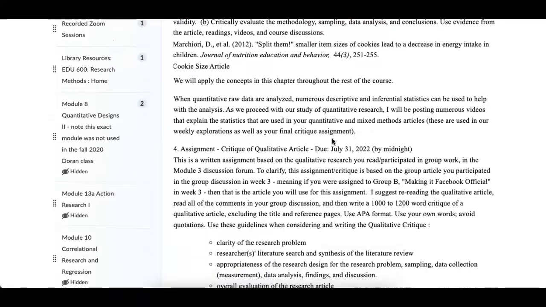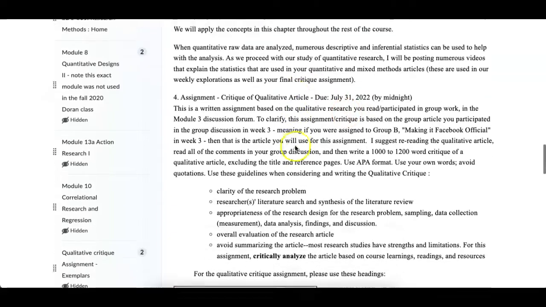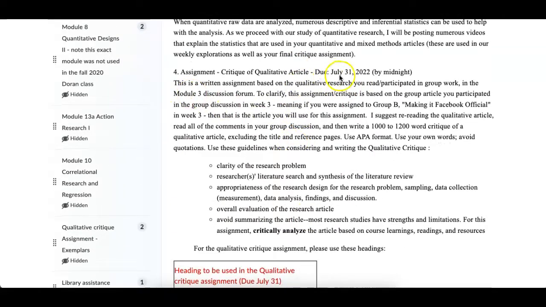The reason behind that is that we have two things due next Sunday. One is the qualitative critique, and the other one is a visual display of data. And I'll go over those in a second. So here we are. Next Sunday, due July 31st, is the qualitative critique of a qualitative article.